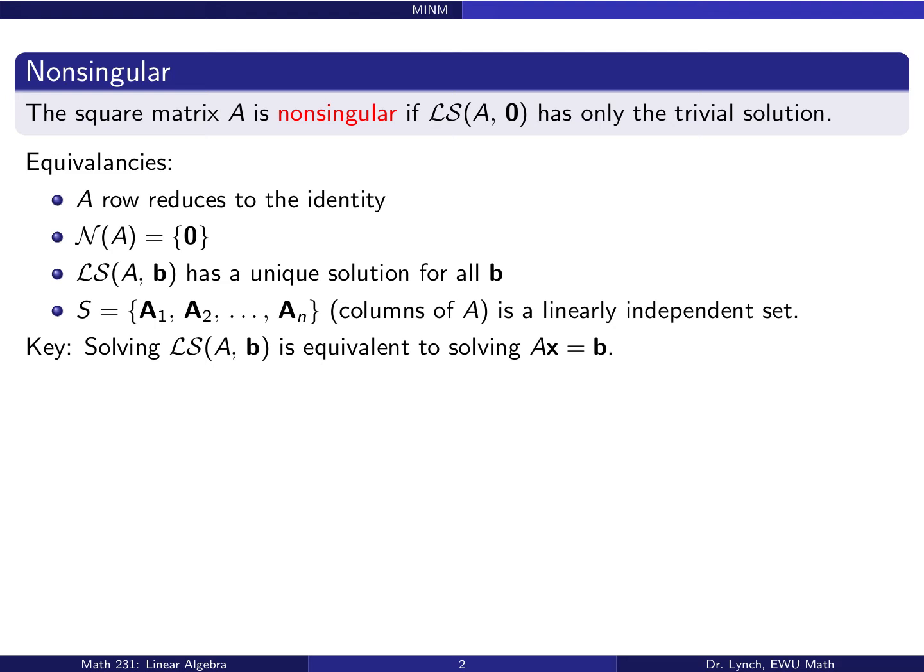So being non-singular is equivalent to row reducing to the identity, is equivalent to having a trivial null space, is equivalent to having a unique solution for a linear system for all B, is equivalent to having linearly independent columns. And a key idea for today is that solving the linear system with coefficient matrix A and vector of constants B is equivalent to solving this vector equation AX equals B.